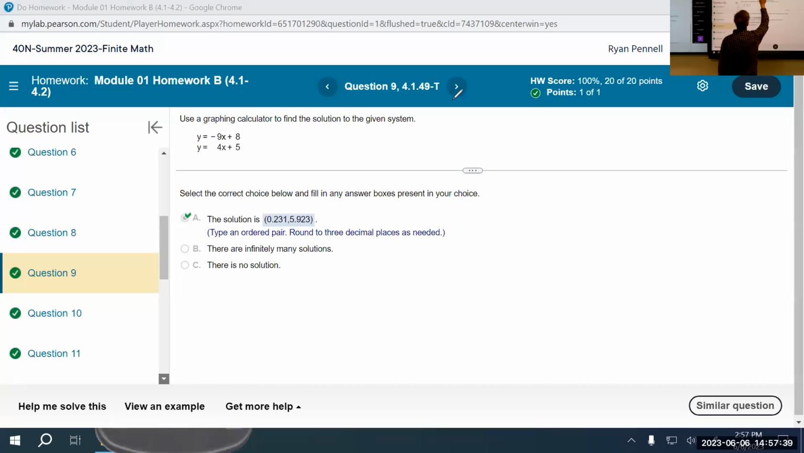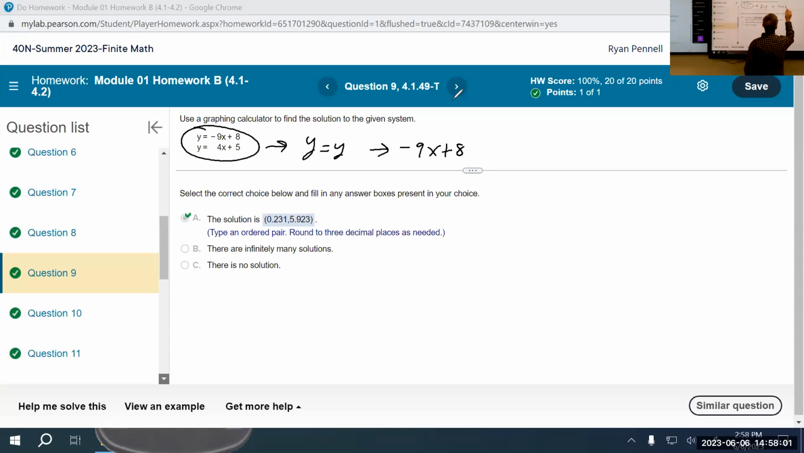If you have something like this, y equals, and you want to solve that system, you can set these equal to each other. It's really easy once you understand that. If you just set y equal to y, then with these numbers you just have negative x plus 8 equals 4x plus 5, and you can solve. It's that easy. Or you can use a graphing calculator to do it. That's another way.